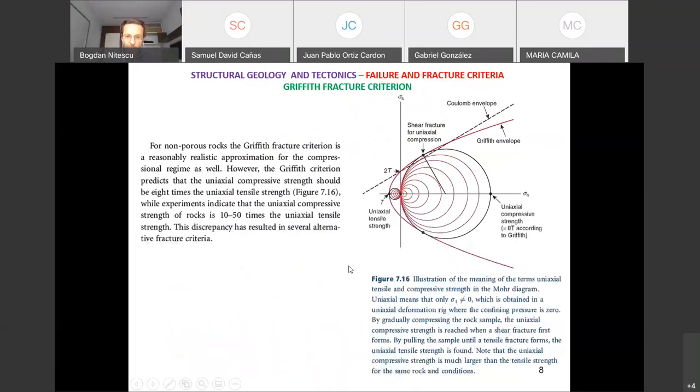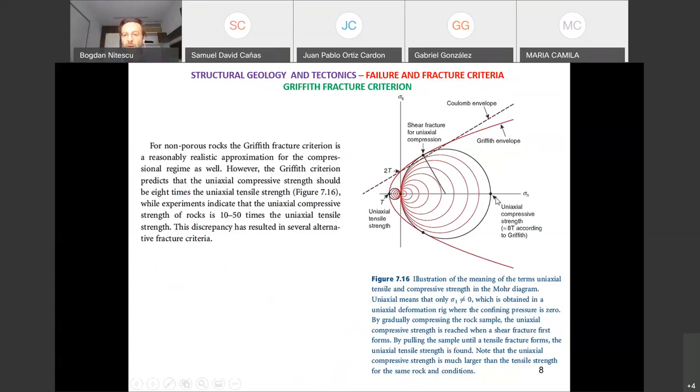Anyway, let's look a bit at the Mohr diagram here. So far we learned about two criteria. One is the Coulomb, you see it here. And the other one is the Griffith criterion. Now, the Griffith works very well for the tensile part. And for certain rocks, it says, for non-porous rocks, the Griffith fracture criterion can be a reasonably realistic approximation, also in the compression regime. Not for all rocks, yeah? The Coulomb criterion could work for the porous rocks, for instance. So it depends on the rocks. But even the Griffith criterion is not a perfect criterion in the compression regime as well.